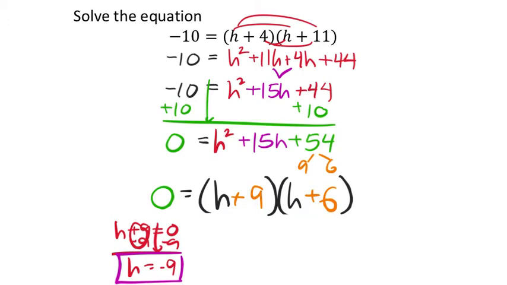And then we've got the other binomial, h plus 6. If we could get it to equal 0, it should give us a true statement. So subtract 6 from both sides, and that zeros it out. H then equals -6, right? Okay, so let's go back and check. If you replace h with -6, that'd be -2. This one would be +5. -2 times 5 is -10. That checks off as well. And we have our two answers.